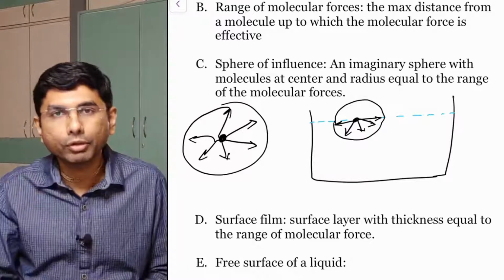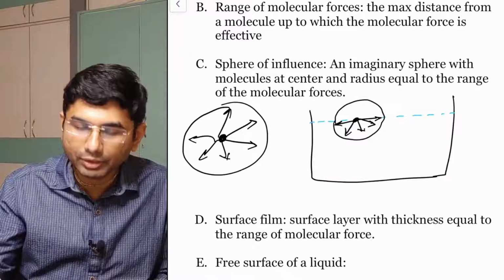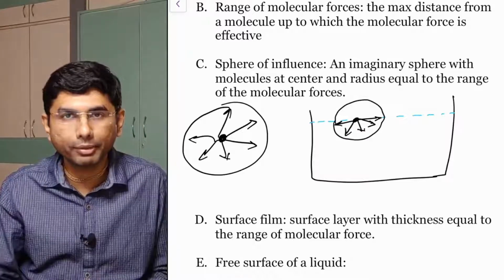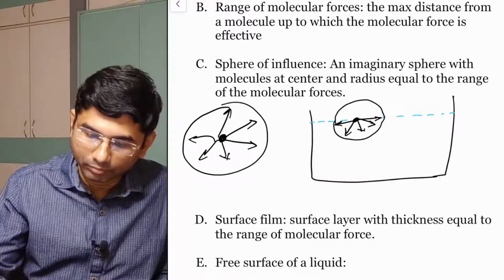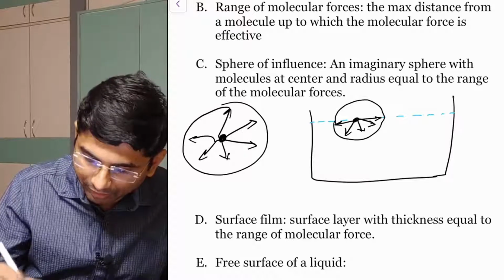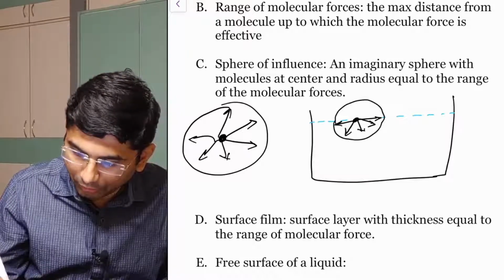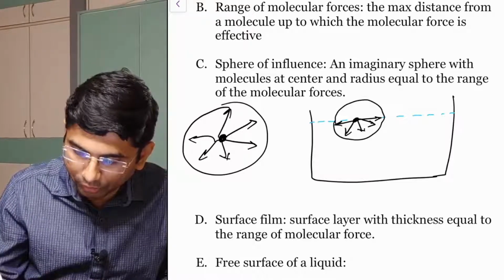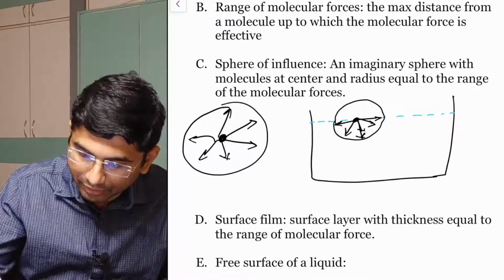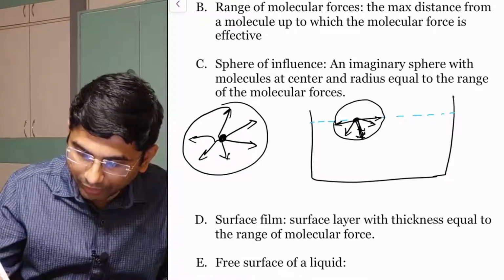I am not showing it above. Why am I not showing it above? Because above there is force of adhesion, there will not be the force of cohesion. Now this range, if I just take the surface layer with a thickness equal to the range of molecular forces, this is the thickness, this is the range of molecular force.